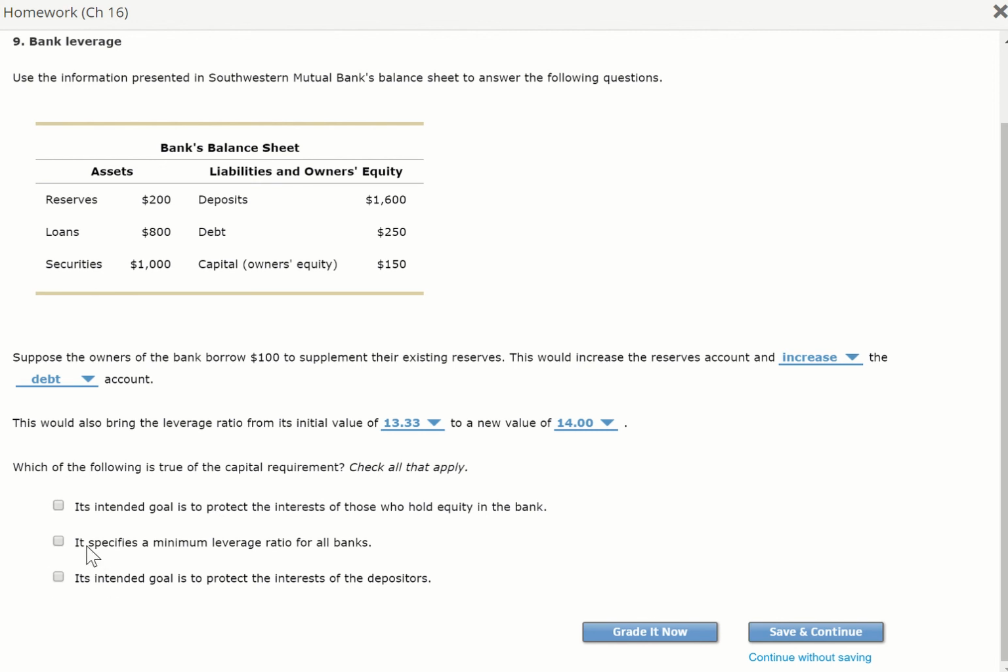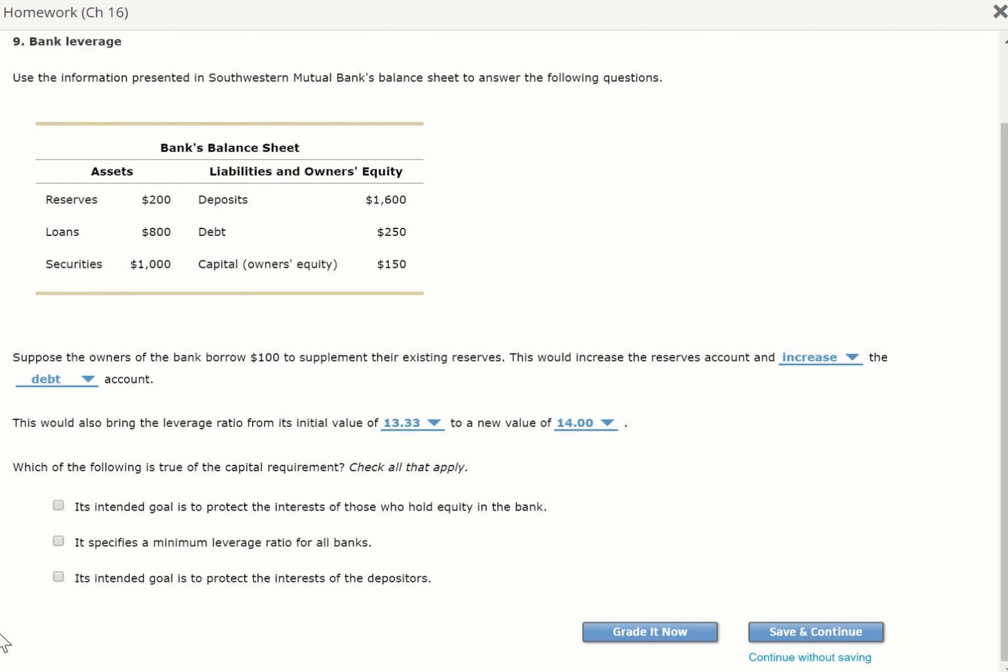Second, it sets a minimum leverage ratio for all banks. This is also false. We don't set a minimum leverage ratio for all banks. It depends on each bank's asset. Some banks have more secure assets, so we let them take on a higher leverage ratio. But some banks have less secure assets, so they have a lower leverage ratio, because it's individual banks.